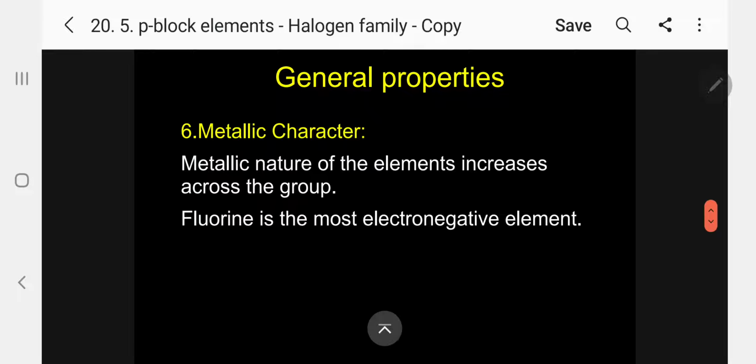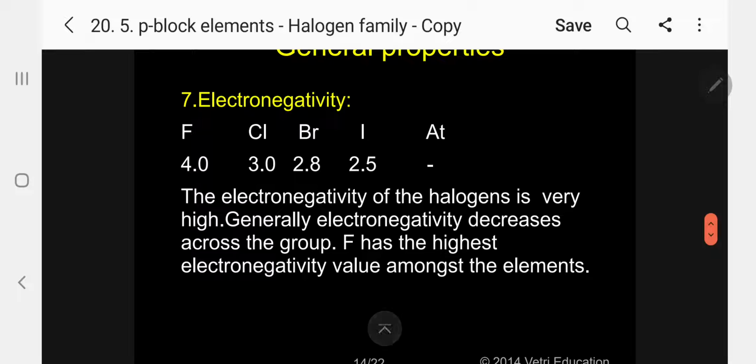Coming to metallic character. Generally, the metallic nature of elements increases down the group. Fluorine is the most electronegative element. Coming to another important general property, electronegativity. I told you already. What is electronegativity? It is the tendency of an atom in a partially ionic covalent compound to attract the electrons; the electrons move towards the more electronegative atom.